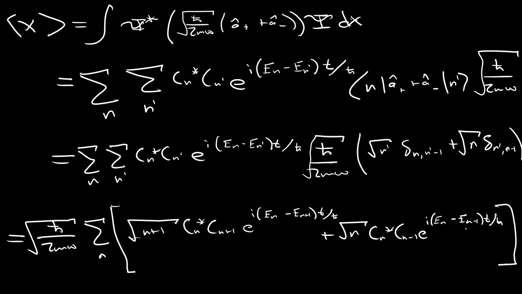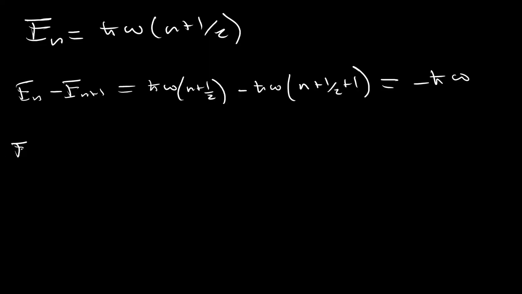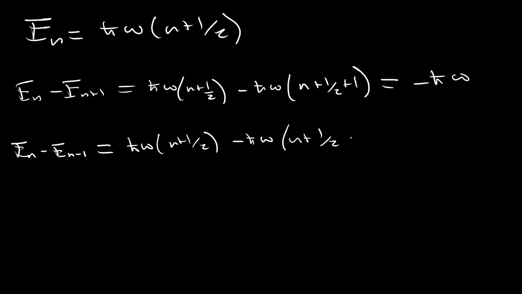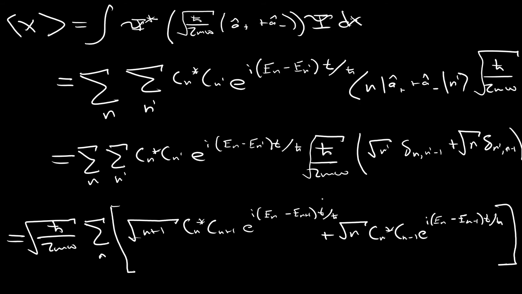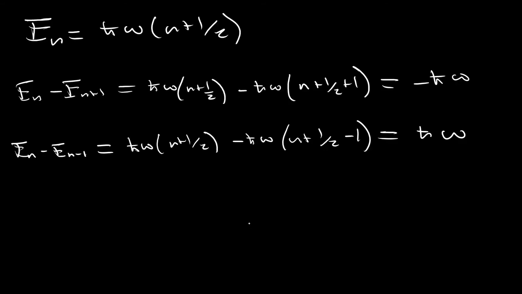Really straightforward. And then for this other energy right here, we just do the same exact thing. So we have En minus En minus 1, which is h bar omega (n plus 1/2) minus h bar omega (n plus 1/2 minus 1), which is just going to be the opposite of what we got before, just h bar omega. And so now we can substitute those in back over here. So we're going to substitute those in.